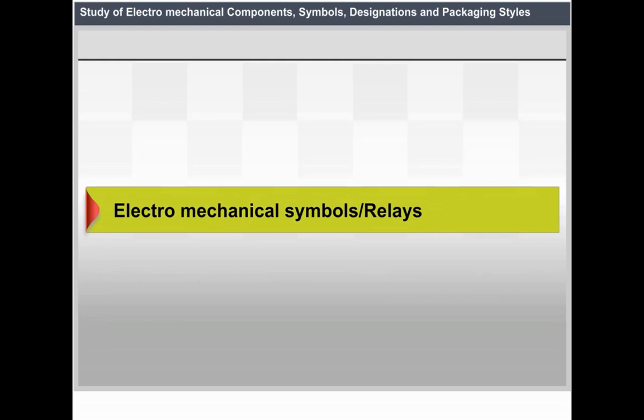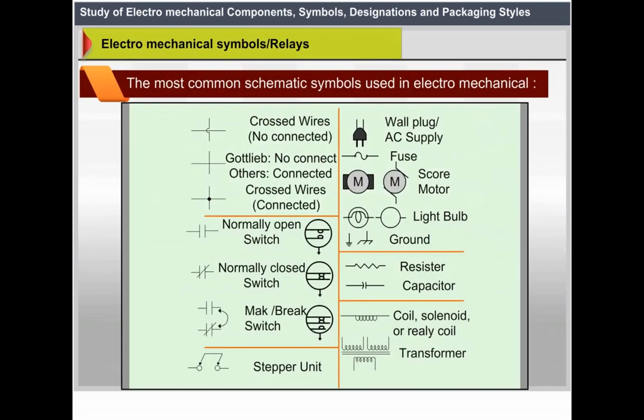Electromechanical symbols for relays. The most common schematic symbols used in electromechanical systems are crossed wire or no connection, no connect, others connected, crossed wires connected, wall plug or AC supply, fuse, motor, light bulb, ground. Normally open switch, normally closed switch, make or break switch. Resistor, capacitor, coil or solenoid or relay coil, transformer, stepper unit.